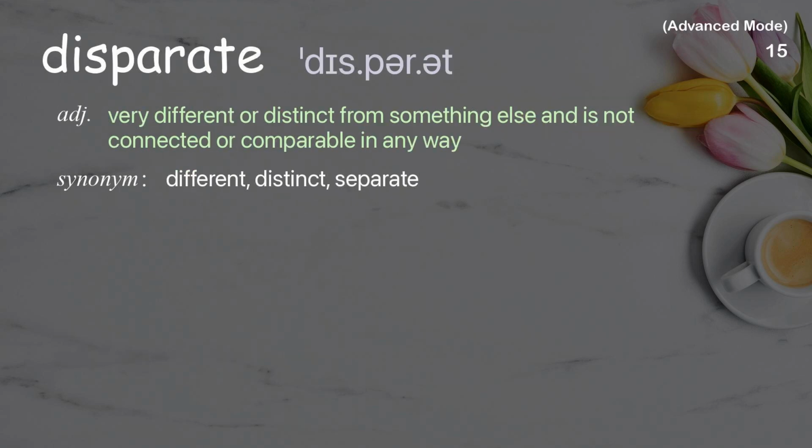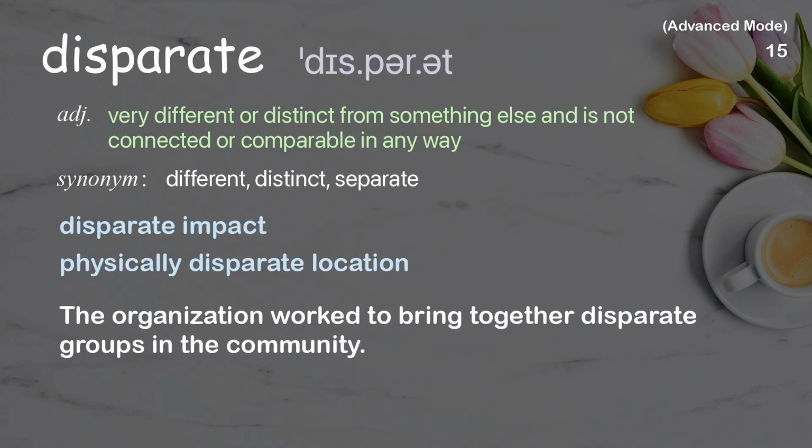Disparate. Very different or distinct from something else and is not connected or comparable in any way. Examples: disparate impact, physically disparate location. The organization worked to bring together disparate groups in the community.